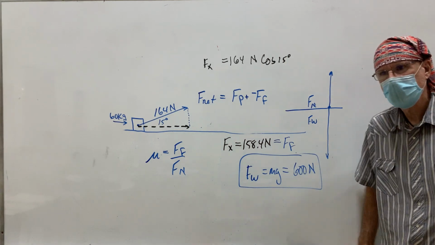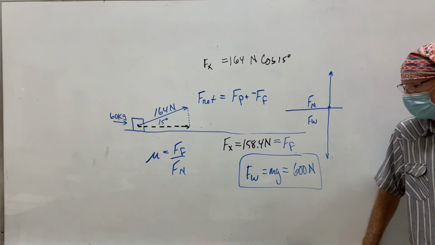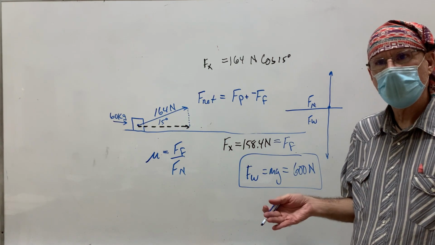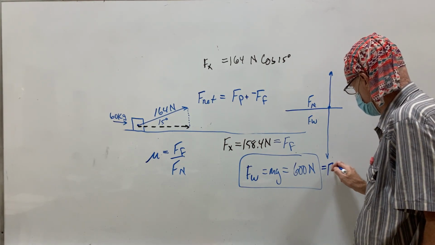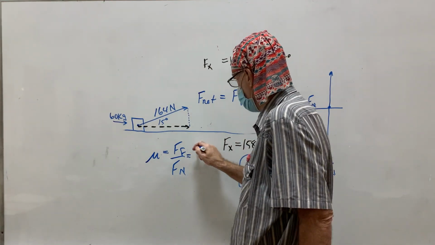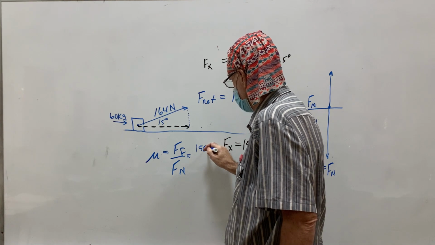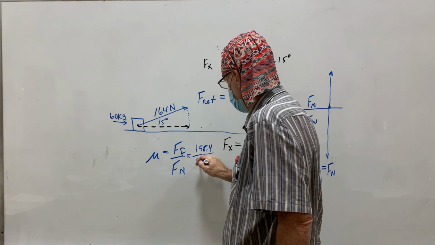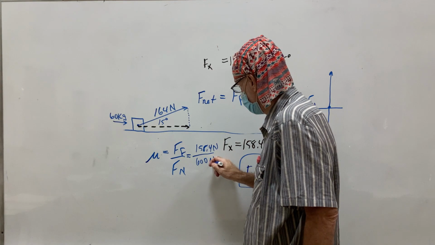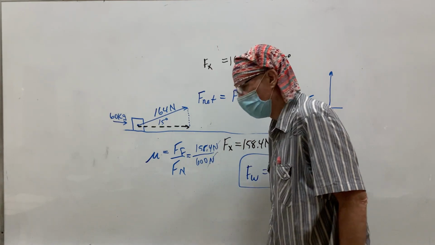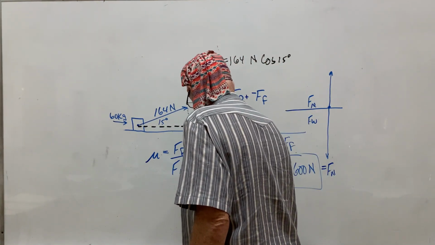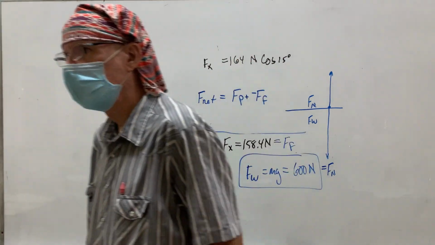So her weight is 600 newtons, correct? Yes or no? Yeah. So because it's a horizontal surface, what does 600 newtons also equal? Fn, 600. Right? So this is going to be 158.4 divided by 600 newtons. What's 158.4 divided by 600? 0.264.